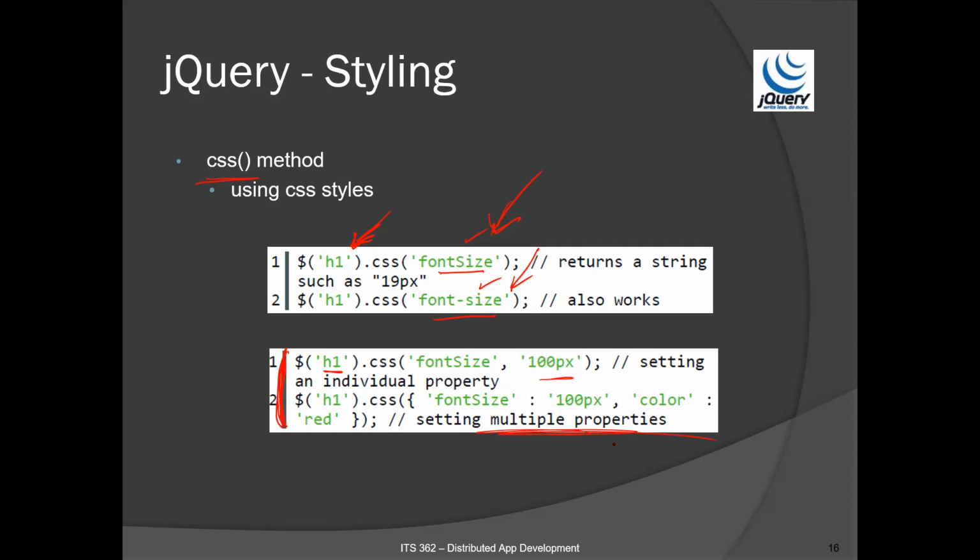So in that case, again, we grab all the heading 1 tags, and then we modify the CSS. And just notice, you're going to provide in curly brackets a list of key values. So in this case, we say I want font size to be 100 pixels, and then comma, I want color to be red, okay?